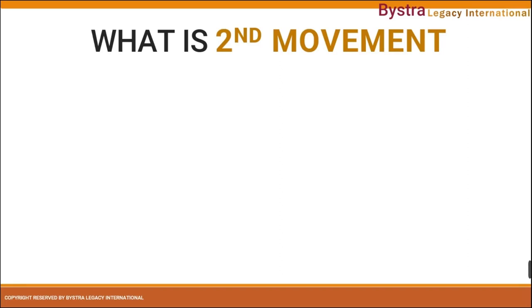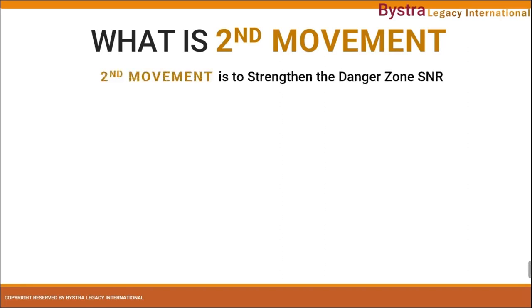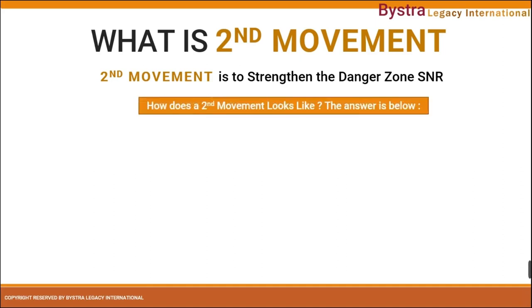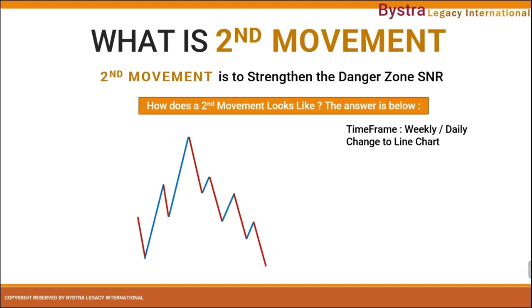What is a second movement? A second movement is just to strengthen the danger zone SNR. When a second movement exists, then the support or the resistance will be much stronger. So how does the second movement look like? Let's look below. First, let's change our weekly or our daily time frame to the line chart. As we can see in the line chart, this will be our price.